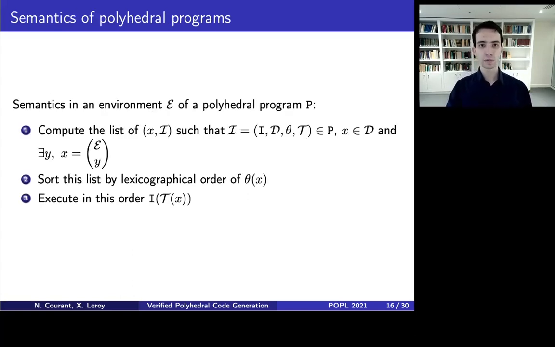The semantics of polyhedral programs are given in an environment, E, which attributes values to program parameters. First, we compute the list of each point on instruction, such that the point is in the domain of the instruction, and the value of program parameters in this point corresponds to the environment. Then we sort this list by lexicographical order of the scheduling function, and finally we execute the instructions on these points in this order.